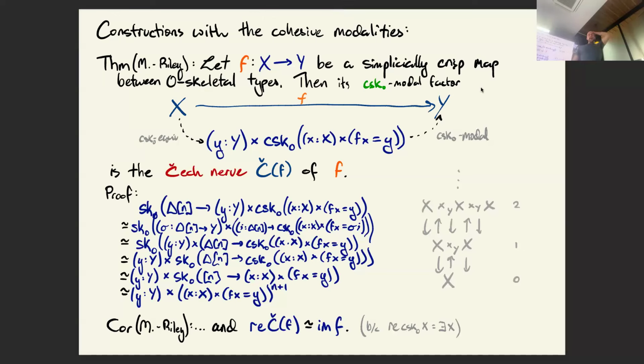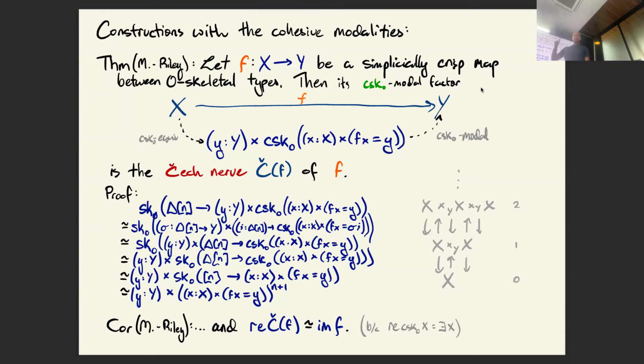Okay, so now let me give a definition of the Čech nerve in this setting. It's actually rather simple. It's a variant of the image. Every modality comes with a factorization system, which generalizes the surjection-injection factorization system on sets. So if I have a map from X to Y, I can give its universal factorization using the co-skeleton modality.